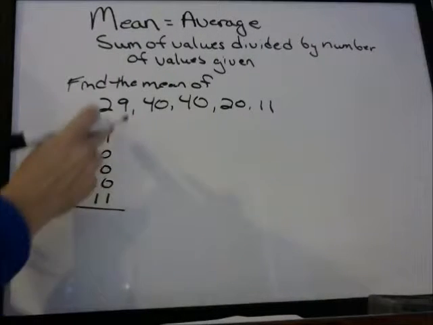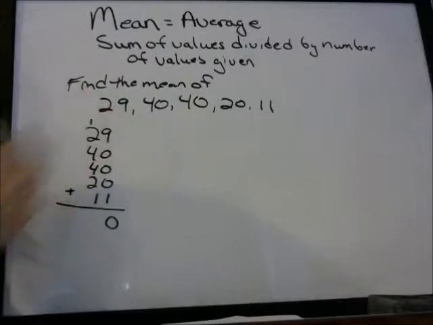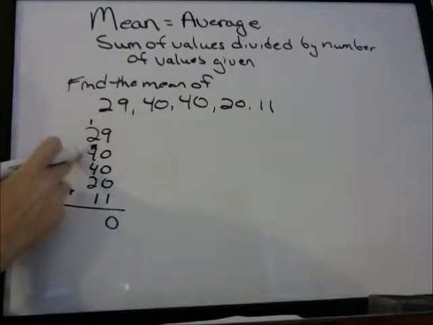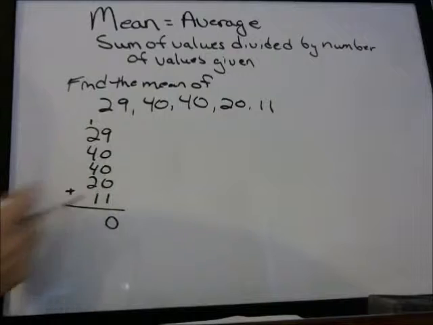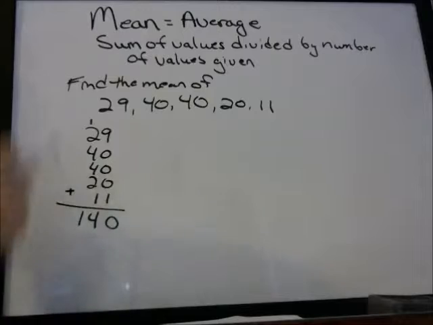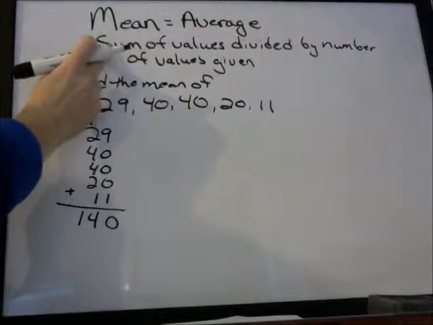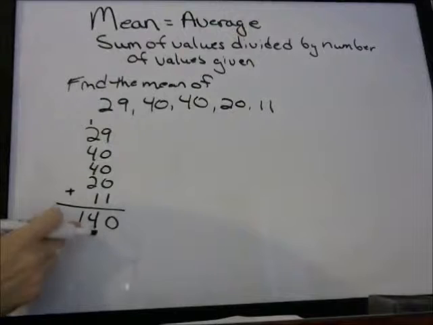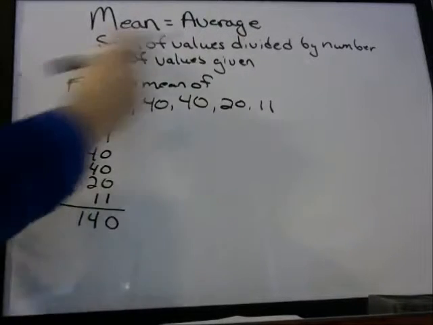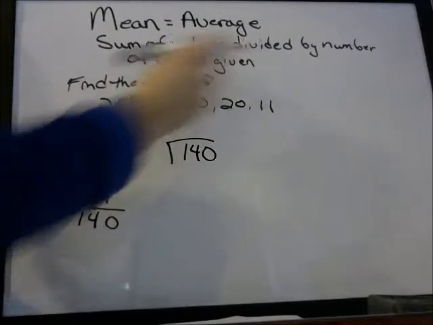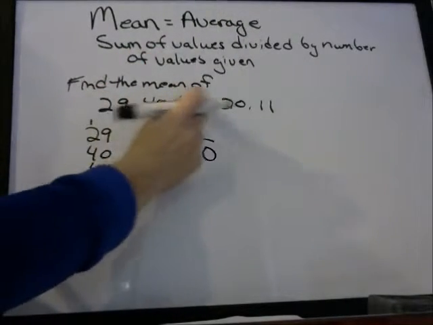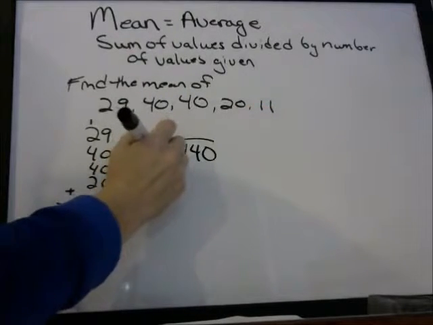So 9 plus 1 is 10. Carry the 1. 3 plus 4 is 7, plus another 4 is 11, plus 2 is 13, plus 1 is 14. So the sum of the values, remember sum means addition, you need to know that word. So 140 is the sum of the values. And then we're going to divide that by the number of values given. And we said there was 1, 2, 3, 4, 5 of them. So we're going to divide by 5.